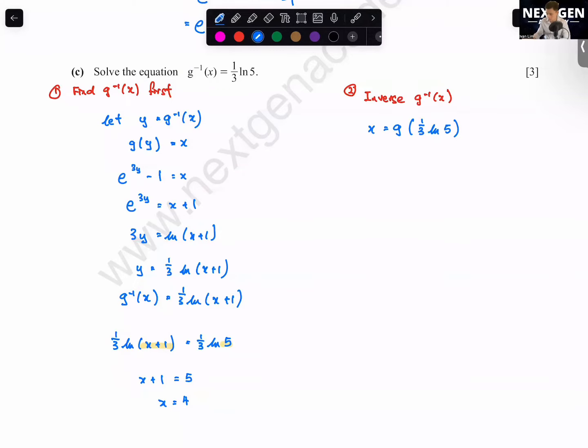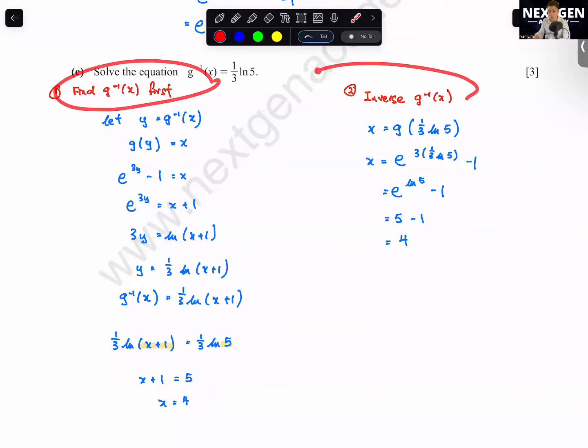Then what is g(x)? g(x) is e^(3y) minus 1. So x equals e^(3 times 1 over 3 ln 5) minus 1. Simplify it: e^(ln 5) minus 1. Do you all remember what e^(ln 5) is? The value is 5. We seldom use it, but it will be just 5. 5 minus 1, which is 4. See? Same answer, right? Method 1 or method 2, which is easier?